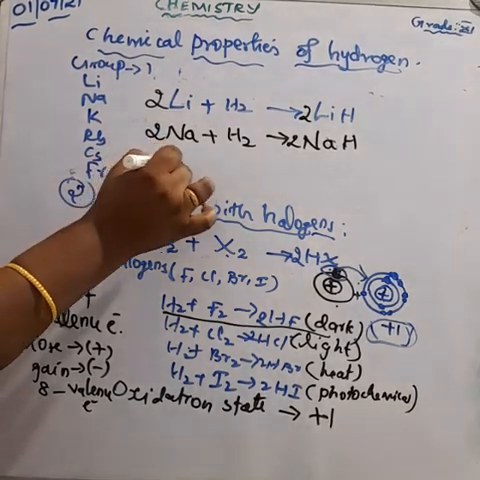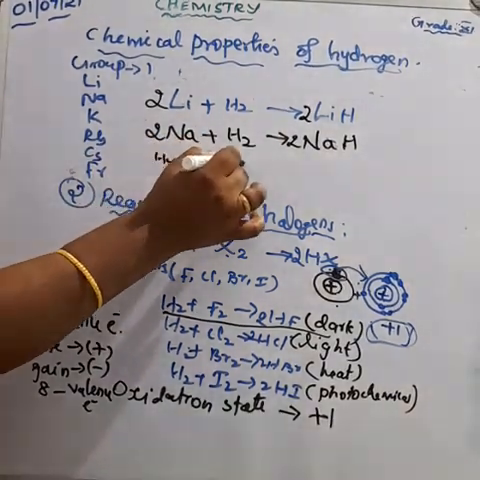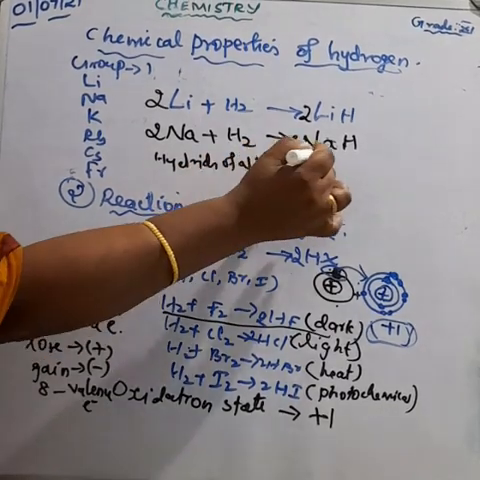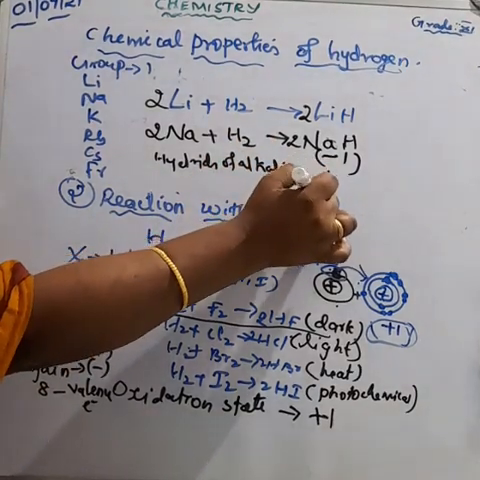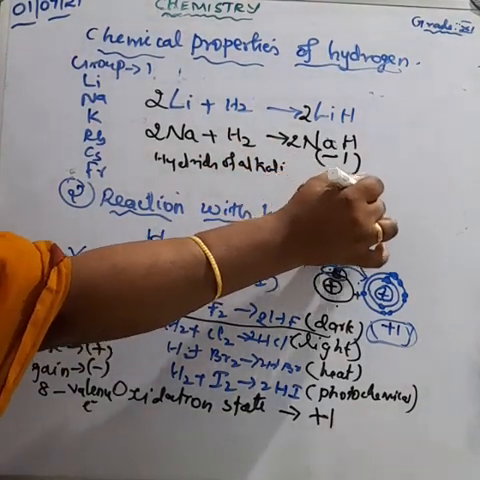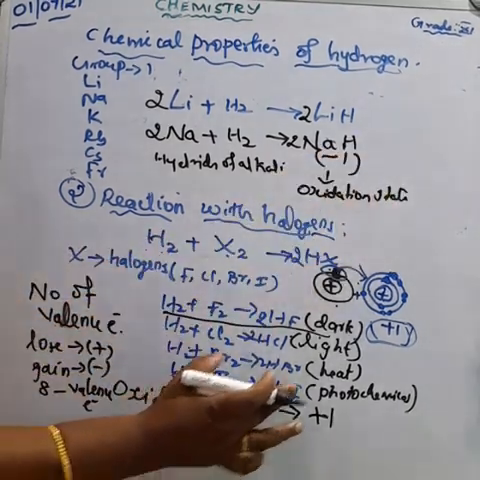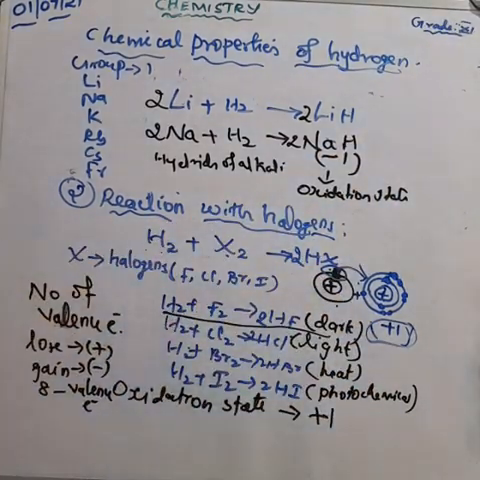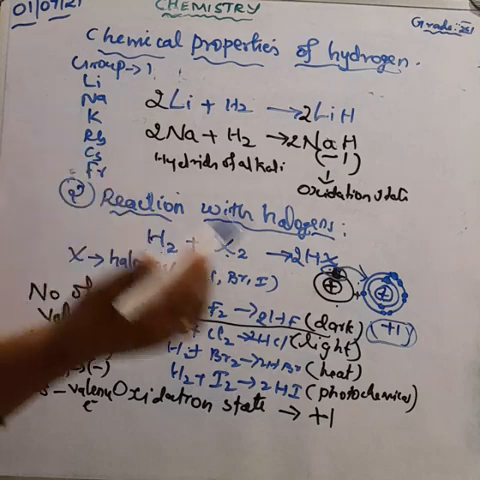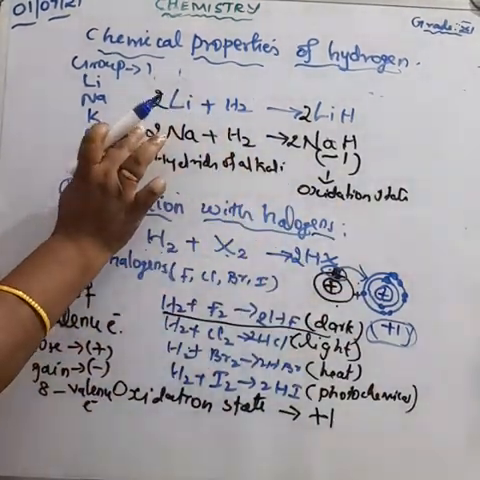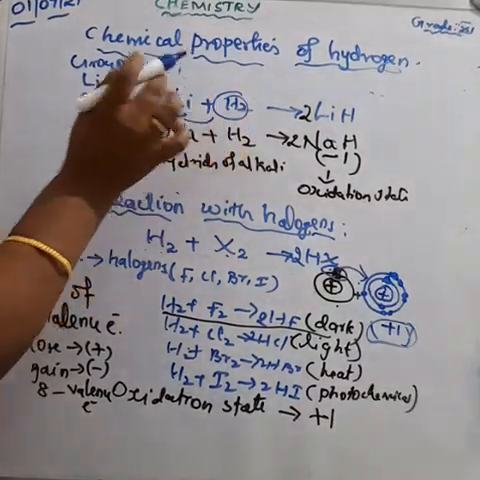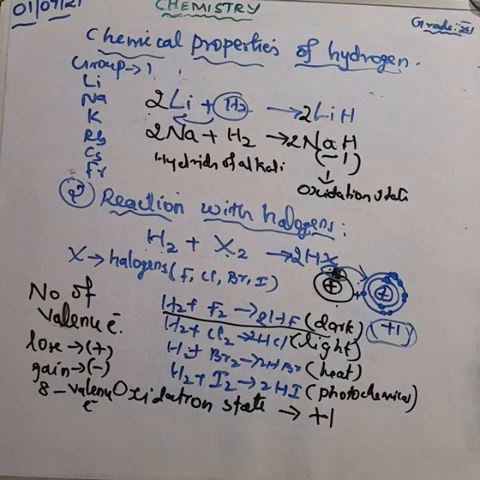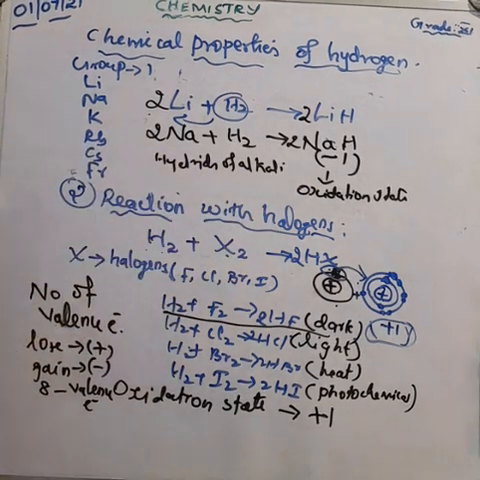But here what is the oxidation state of hydrogen? -1. But when hydrogen combines with halogens, the oxidation state of hydrogen is +1, because the hydrogen atom lost its one electron to the halogens. But here, when hydrogen combines with alkali metals, it gains one electron from the alkali metals. So the oxidation state of hydrogen is -1.